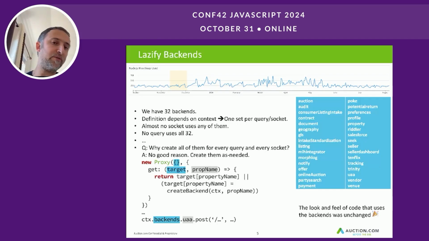We have 32 different backends at Auction. Each backend has 5 different methods, being HTTP and all. And so we have these wrappers on the context for reaching out to the backends. Basically, it looks like this. We have a backends object, which encapsulates all our backends. Then for each backend, we have it by name and then by method. And we construct this path whenever we construct the context.